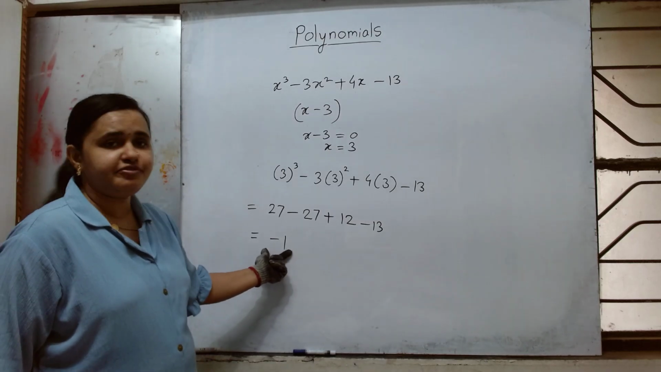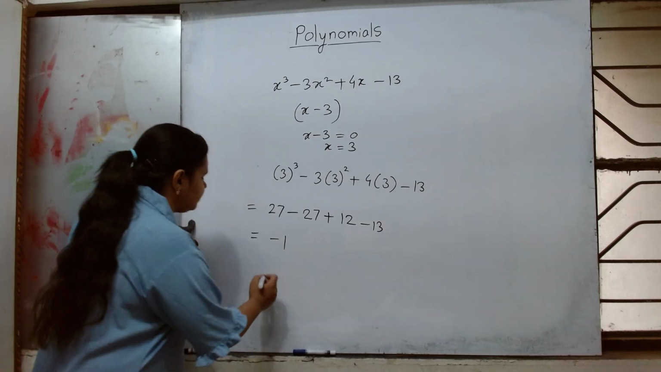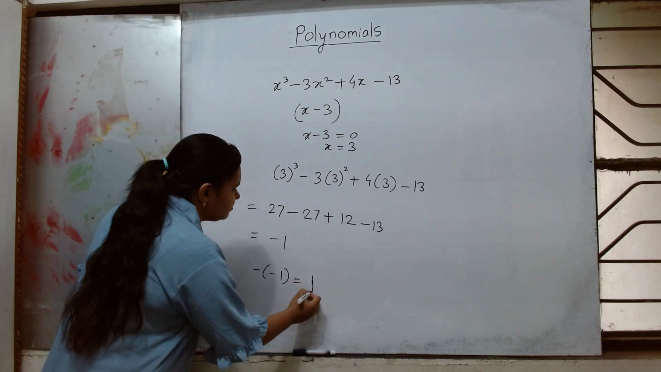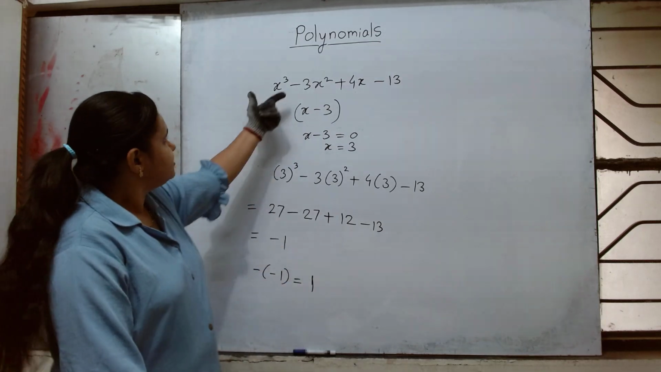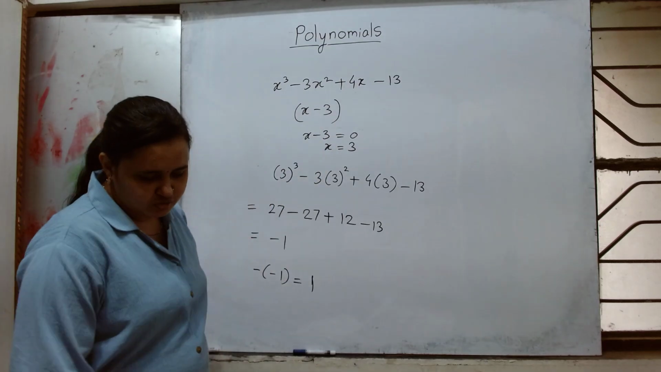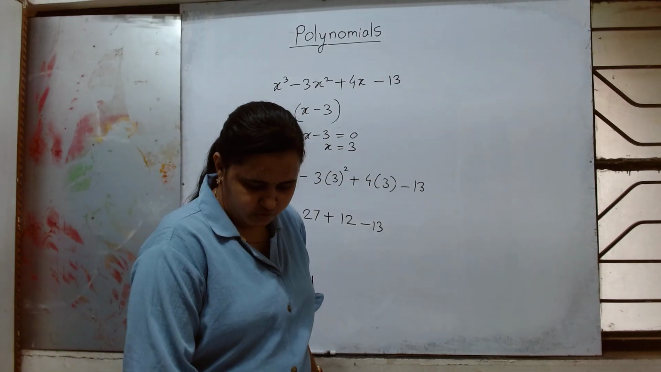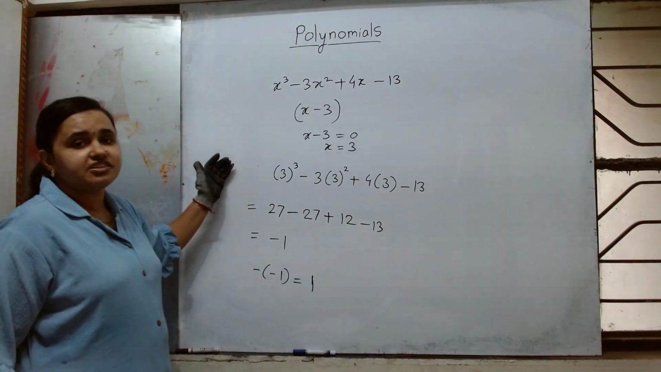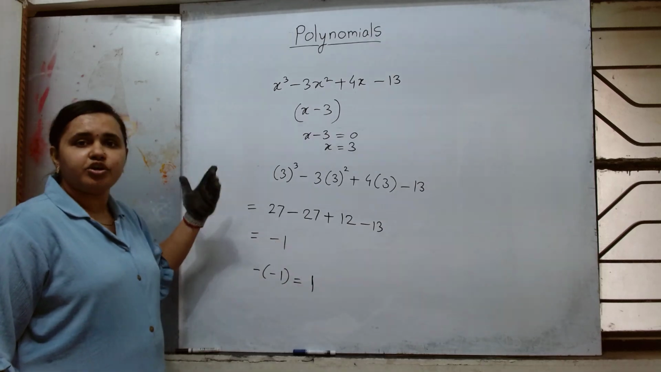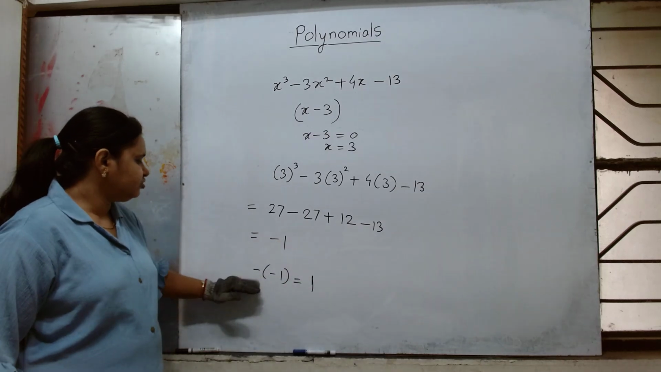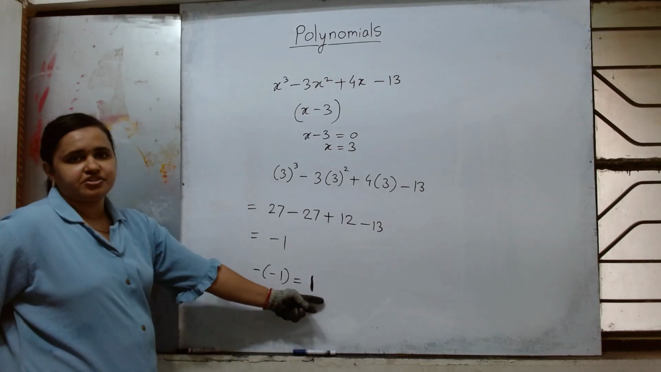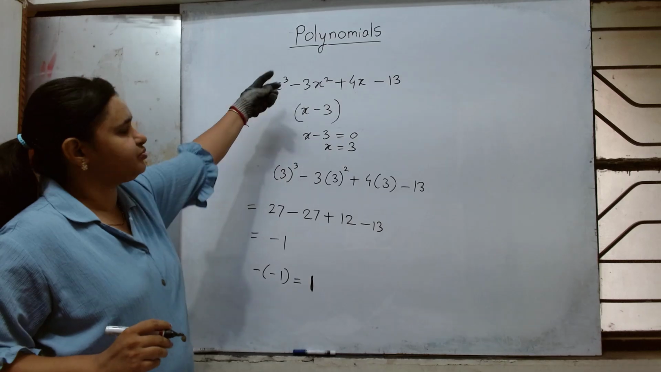Not minus 1. If it is minus 1, we have to add 1 more, it will be plus 1. We have to add 1 to this polynomial to get it exactly divisible by x minus 3. So the option is first. If it is asked what should be subtracted, the answer will be as it is. If it is asked what should be added, then we have to put the minus sign and the answer will be positive. So 1 should be added to this polynomial. Okay.